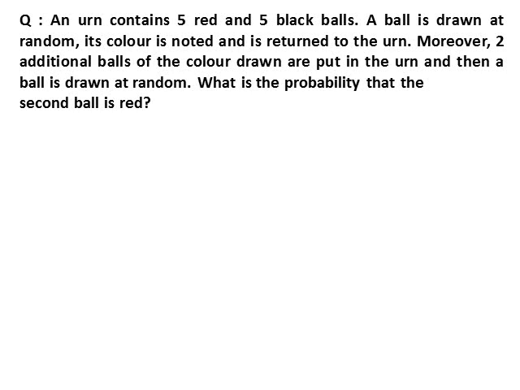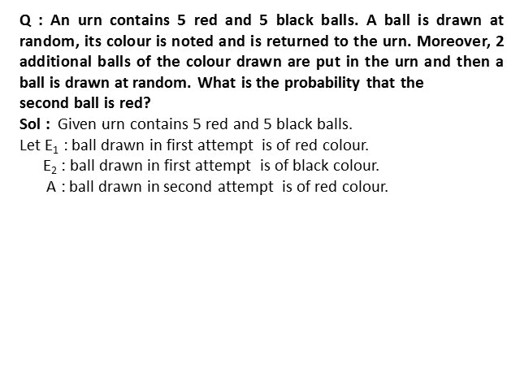Take one more question. Students, read this statement carefully. In this question, an urn contains 5 red and 5 black balls. 2 balls are drawn. Here we need to find probability that the second ball drawn is of red color. So it's very much clear that first ball drawn can be red or black. Also, according to question, 2 balls of that color be added in the urn before second ball is drawn.